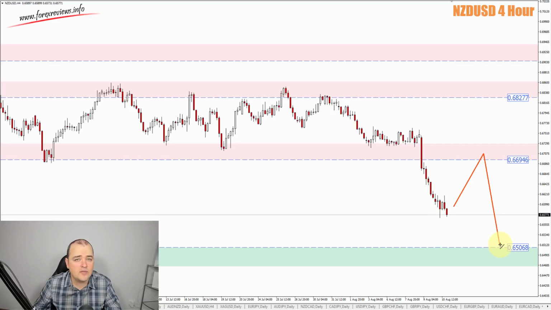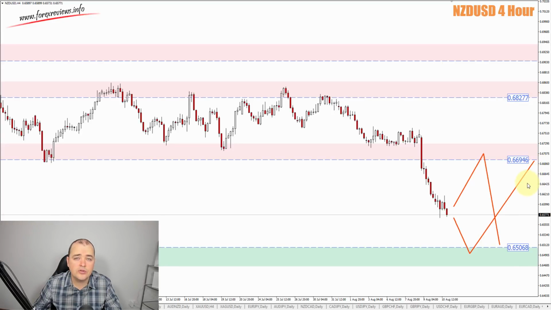Now the 65 zone area is also another area I'd like to mention on this market, and in this case, this is an area to the downside. That if price action tests this area this week, that this is an area on this market where we look for bullish evidence. And if I see right bullish evidence in this area, like I go over in the Forex training on the website, then potentially looking for a move all the way up to the 66.94 zone area to the upside.